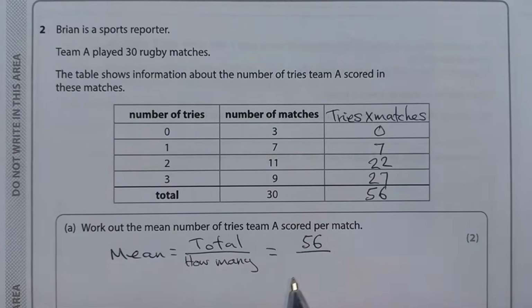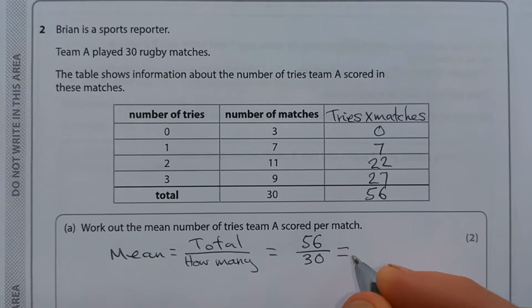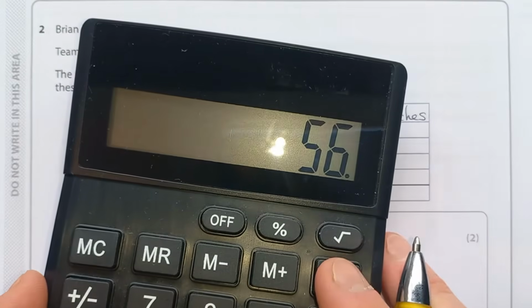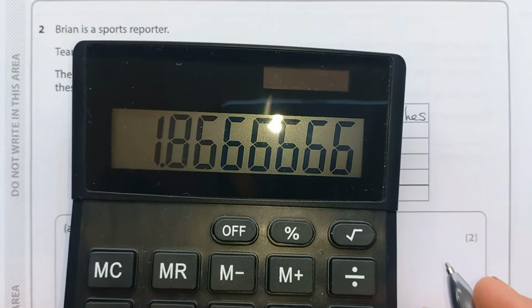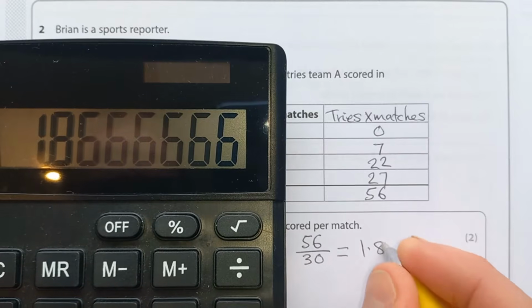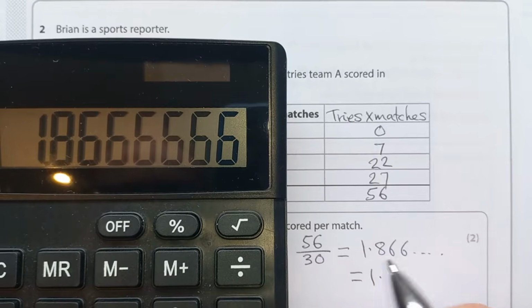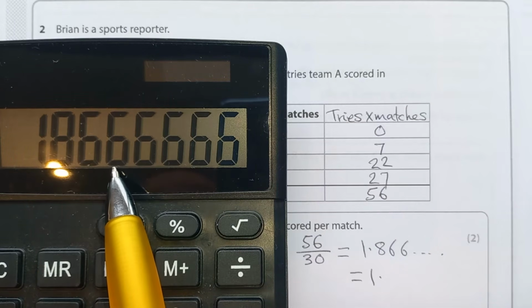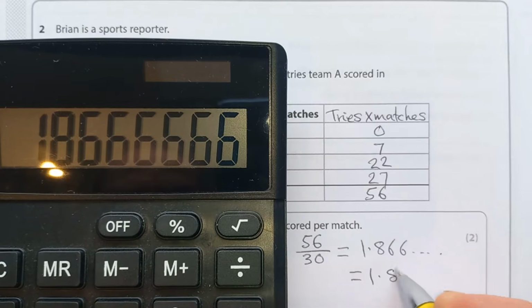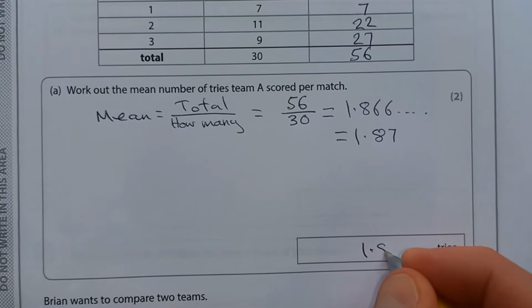And how many? Well, it's the mean per match. Well, there were 30 matches, so it's 56 divided by 30, which gives us 1.8666. Well, what I'll do is I'll show that I know this goes on, but then I'm going to round it to 2 decimal places. 86. The next number is a 6, which is more than 5, so we're going to round that up to 1.87 tries. And we can write that in there.